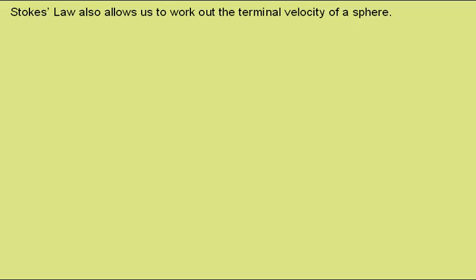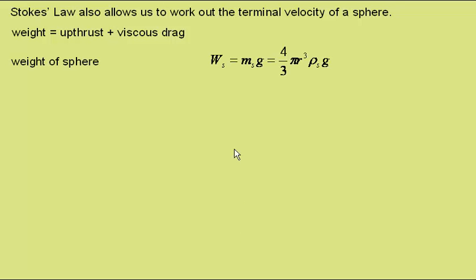Stokes' law also allows us to work out the terminal velocity of a sphere. We said that at terminal velocity the weight is equal to the upthrust plus the viscous drag. The weight of the sphere, which I've called W sub s, is equal to the mass of the sphere multiplied by the acceleration due to gravity, but the mass of a sphere is given by its volume times its density, the volume of a sphere being 4/3 pi r cubed, and this then is rho s, the density of the sphere. To find the weight, then multiply by the acceleration due to gravity.